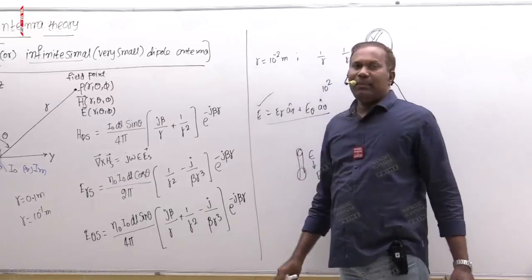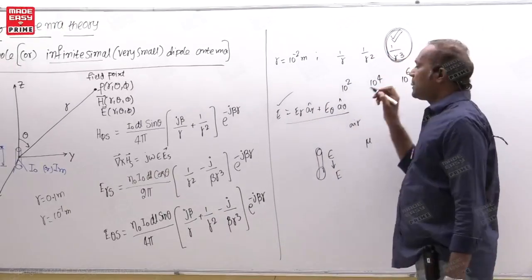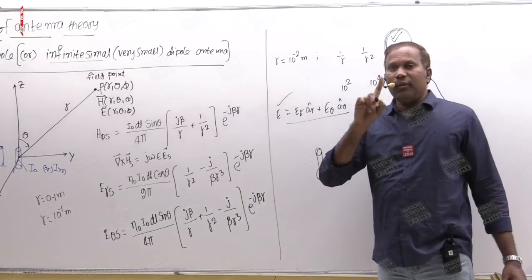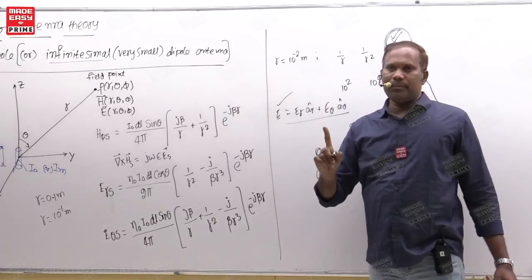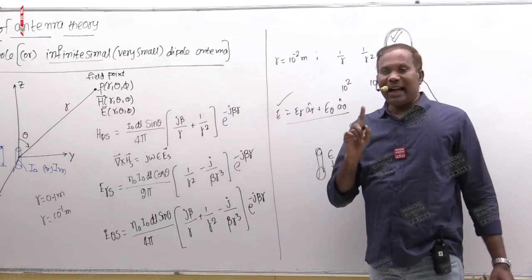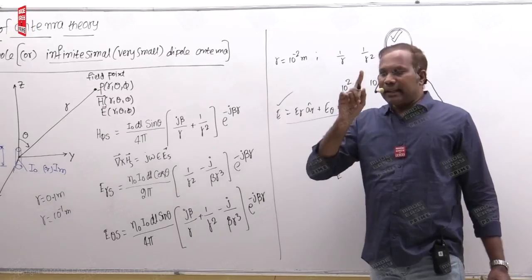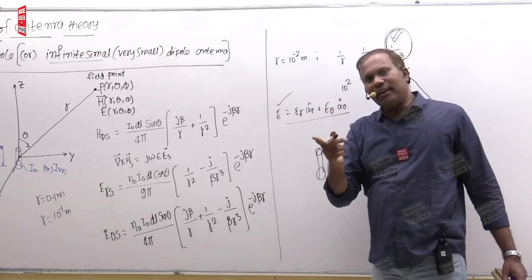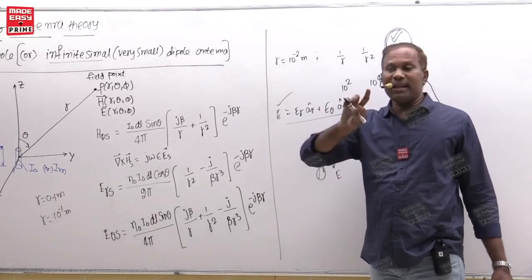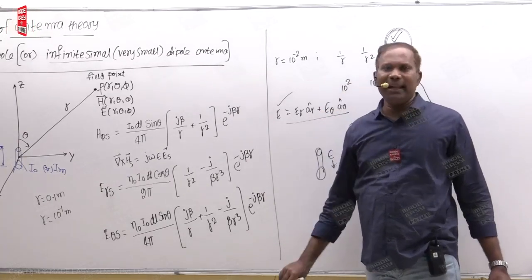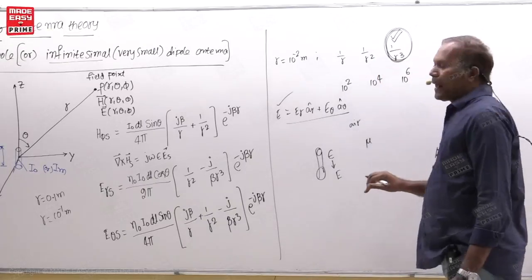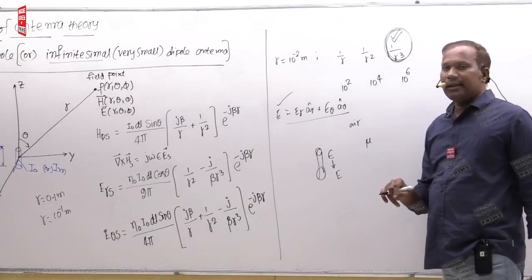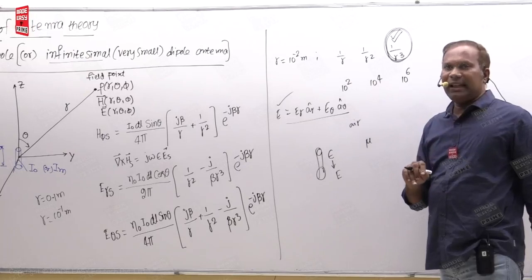So that is why the 1 by r cube term is called the static field term. Static field means what? A static electric field cannot generate a magnetic field. A static magnetic field cannot generate a static electric field. That means there is no interaction between them. That is the meaning. And if you see carefully, I did one derivation in the static fields. GATE students might not have seen that.